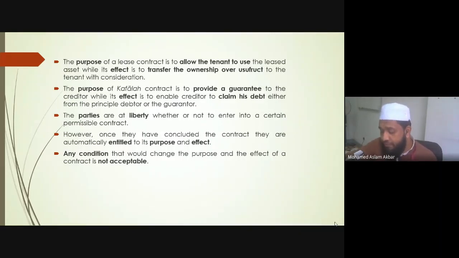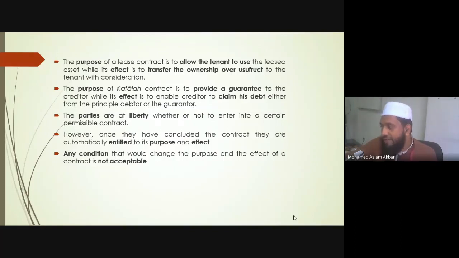So what is the purpose in selling, in a sale contract? Is the exchange. Yeah. Okay. What about the lease contract? What is the purpose in a lease contract? Is to allow the tenant. You're allowing the tenant to use your product, your property. That is actually the purpose.